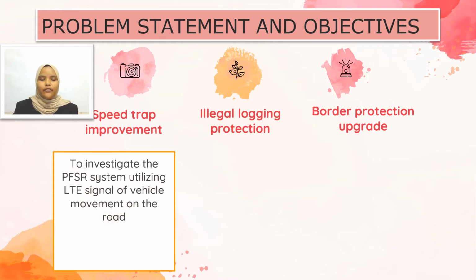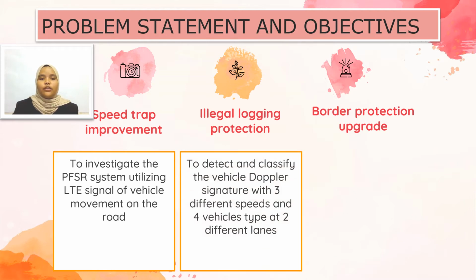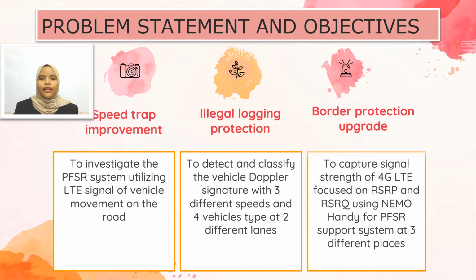As for the objectives: first, to investigate the PFSR system utilizing LTE signal for vehicle movement on the road. Second, to detect and classify the vehicle Doppler signature with 3 different speeds and 4 vehicle types at 2 different lanes. And third, to capture signal strength of 4G LTE, focusing on RSRP and RSRQ using NEMO Handy for PFSR support system at 3 different places.